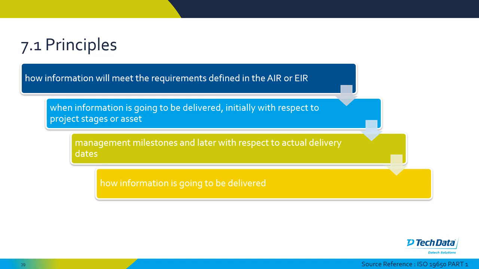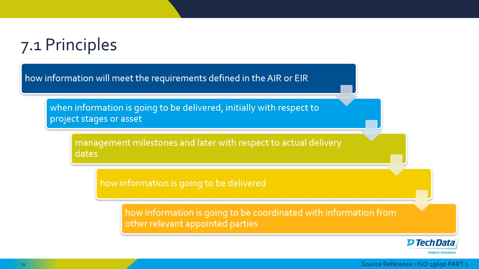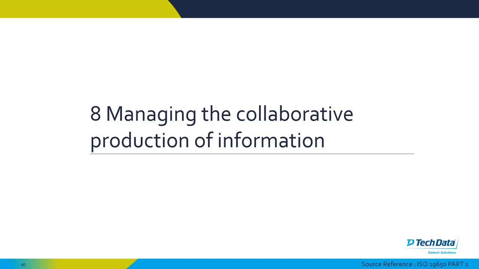How the information is going to be delivered. Is it going to be a PDF drawing? Is it going to be shared through your common data environment? Is it going to be a Revit file of Revit 2020, or is it going to be a DWG file or a DXF file? So defining all of this is very important as part of that process. And then how the information is going to be coordinated or federated with information from the other appointed parties, such as the other design consultants or the interior designer or the civil engineer on the project as well.